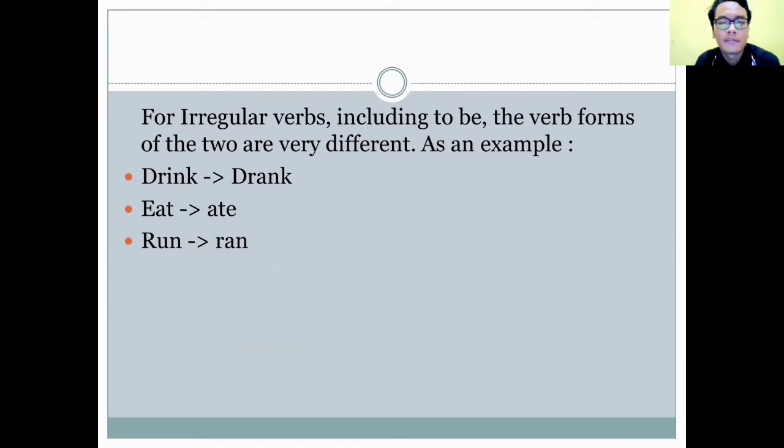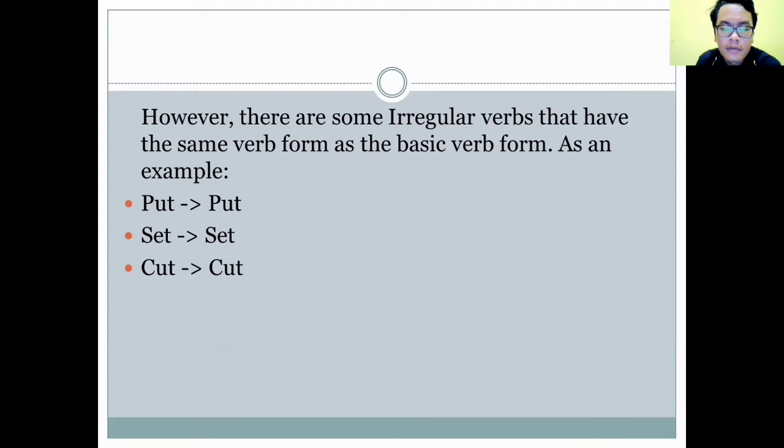For irregular verbs, including to be, the verb forms of the two are very different. As an example, drink becomes drunk, eat becomes ate, run becomes ran. However, there are some irregular verbs that have the same verb form as the basic verb form. As an example, put becomes put, set becomes set, cut becomes cut.